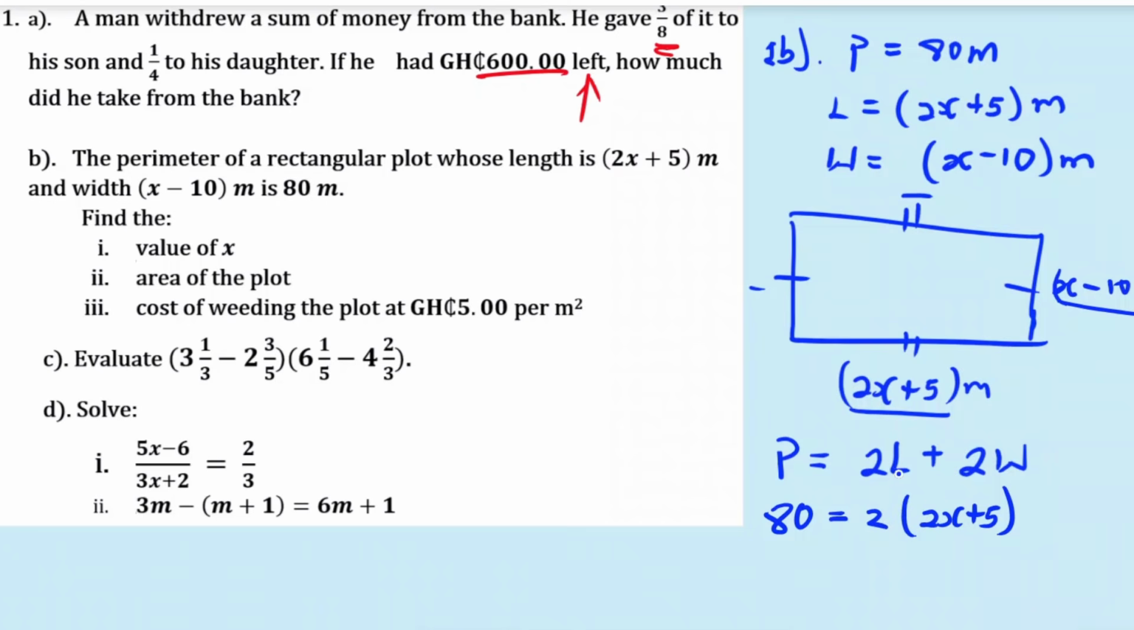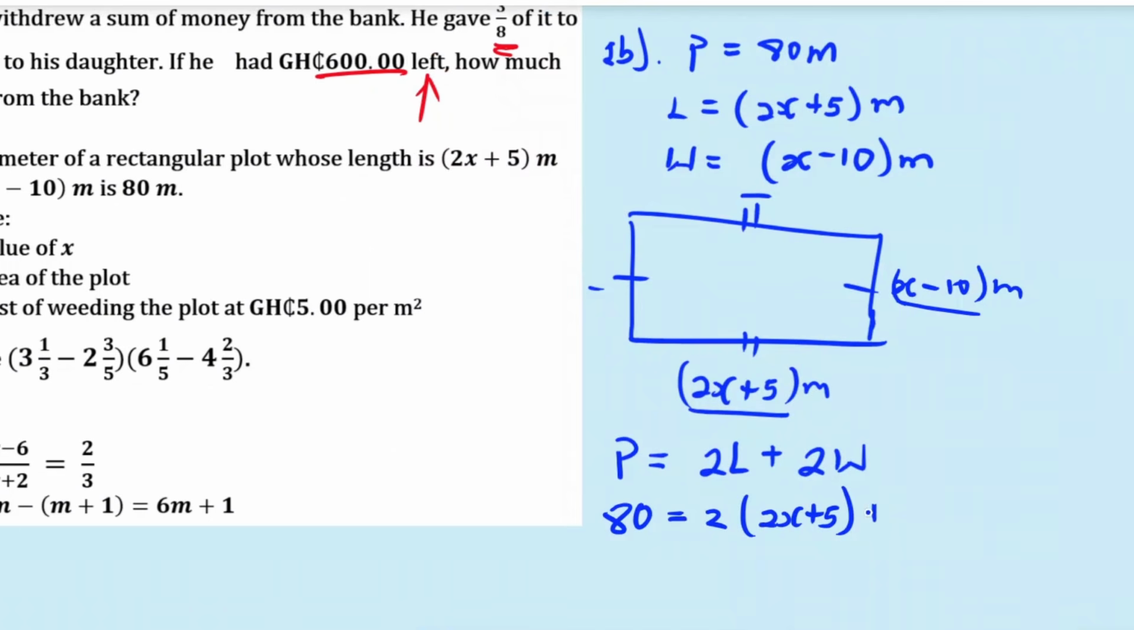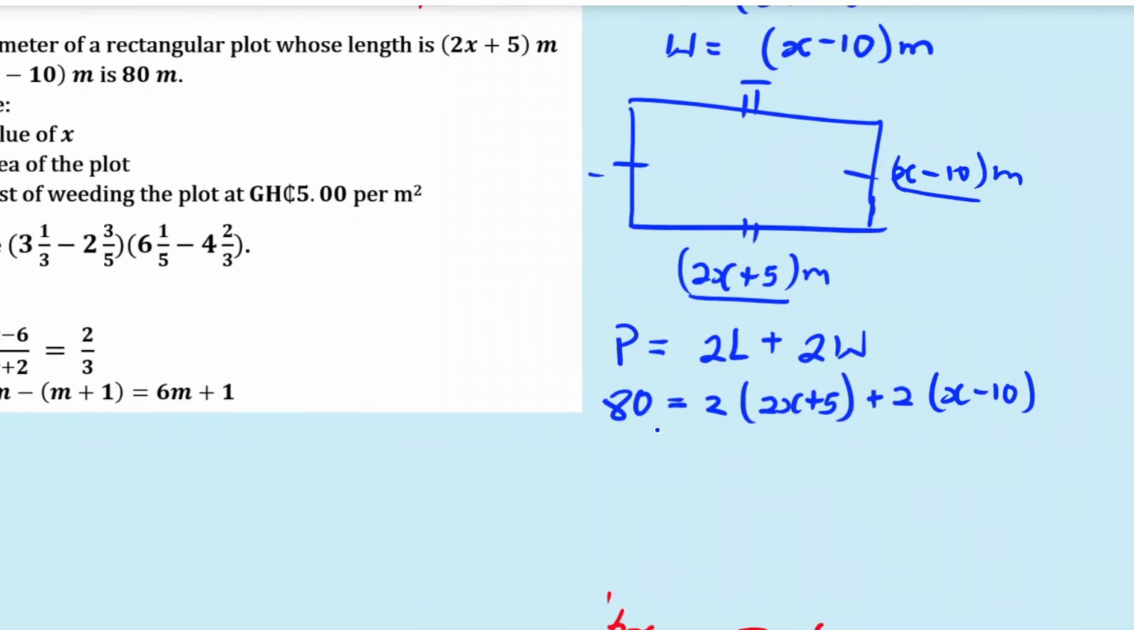So we have 2 multiplying the length, and I've done that one here, plus 2 multiplying the width. The width is also x minus 10, another binomial. So we have times x minus 10. Here we can expand the bracket so that we can do away with the bracket.